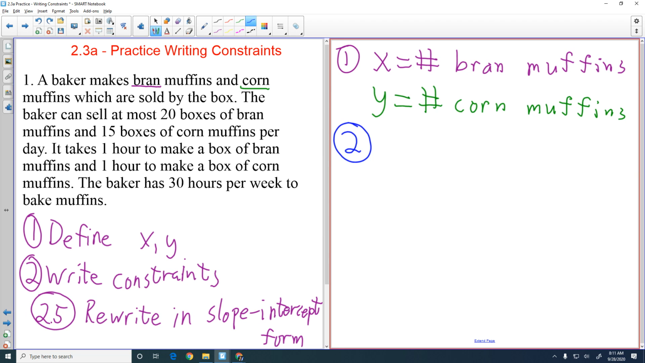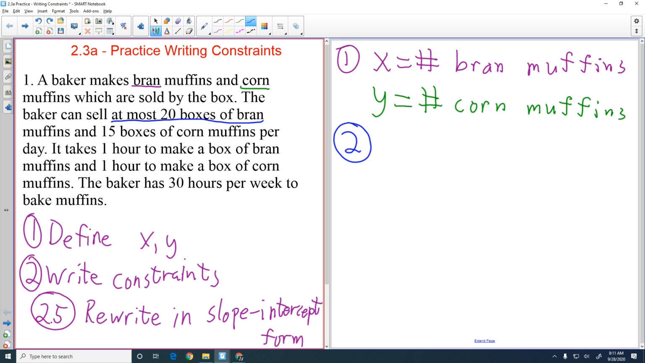And so just reading the next sentence, the baker can sell at most 20 boxes of bran muffins. Well, that's going to be a constraint, right? Because that's limiting the number of bran muffins that we can actually sell. All right, maybe he doesn't get many customers who like bran muffins. That's the most that he can get out of the store, something like that.